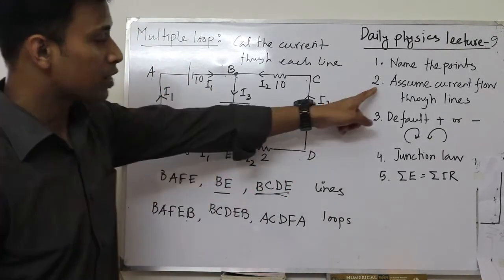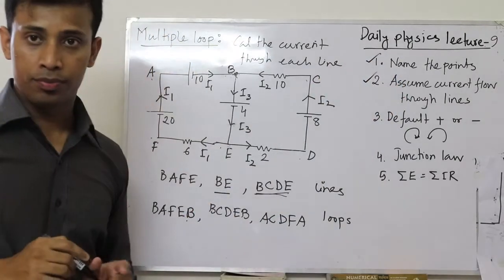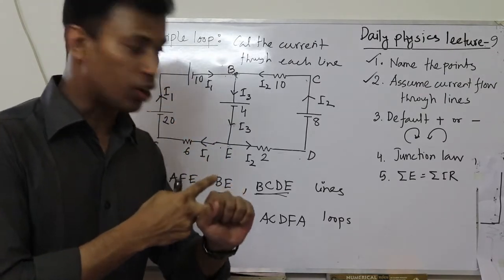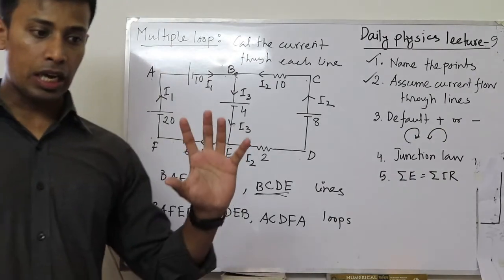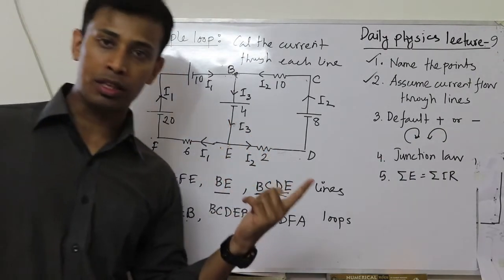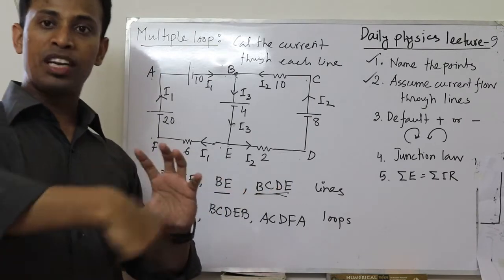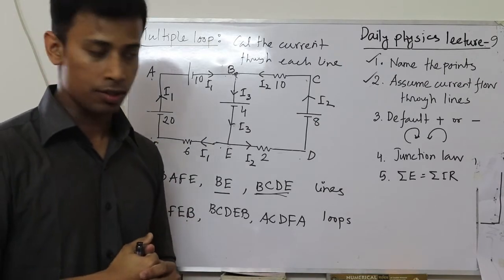So I have completed step 2. Step 1 complete, step 2 complete. As I said, we have to go for two assumptions. So assumption number 3, default positive or negative. As we have seen in the problem in the previous class, we have to go for a default positive direction. It may be clockwise, it may be anti-clockwise.